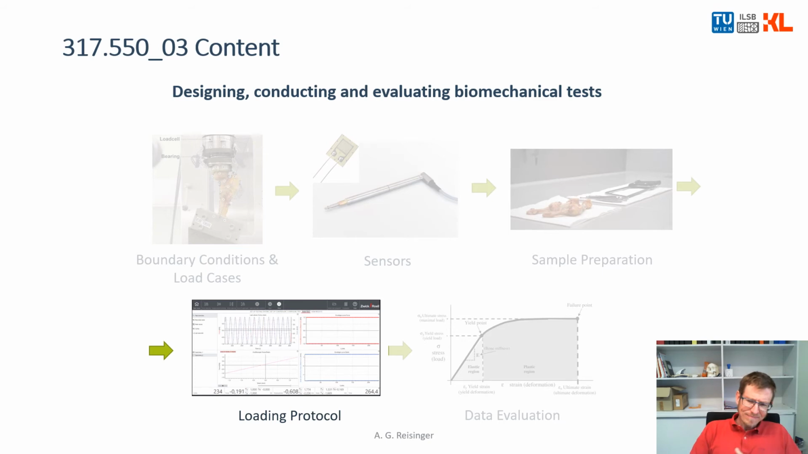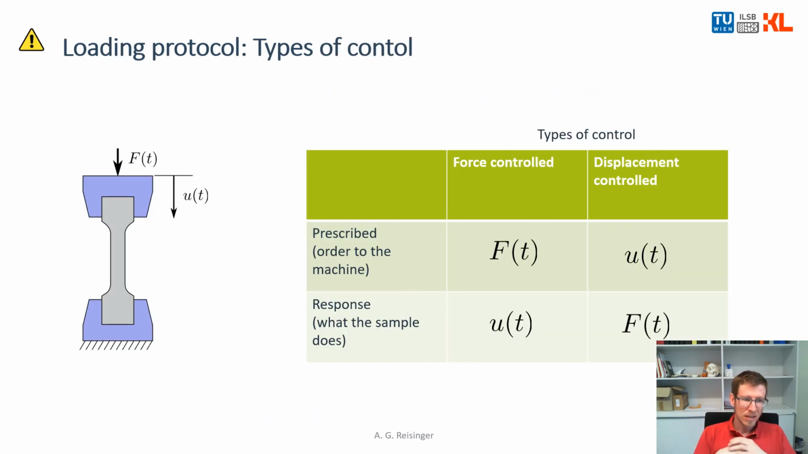Next chapter. Okay, we have set up boundary conditions. The sample is in our testing machine. We mounted our sensors. We know how to measure force, displacement, and strain. And now we have to tell the machine what to do. The machine needs to get commands from us to move and to load the sample. And this can be done with two strategies. And this is important.